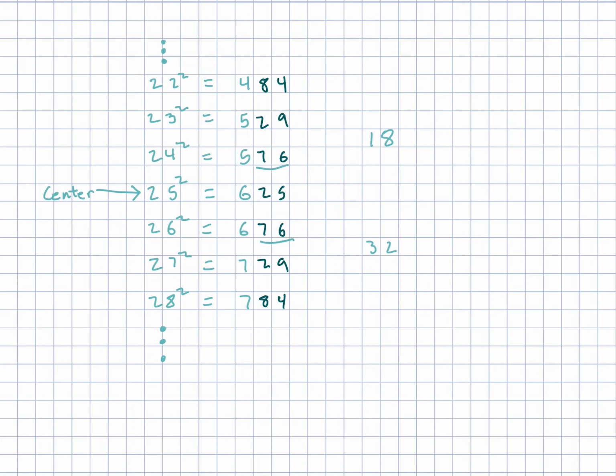And if we take 18 over here and 32 over here, and we square both of them, we get 324 and 1024, and they are both 7 away from 25.